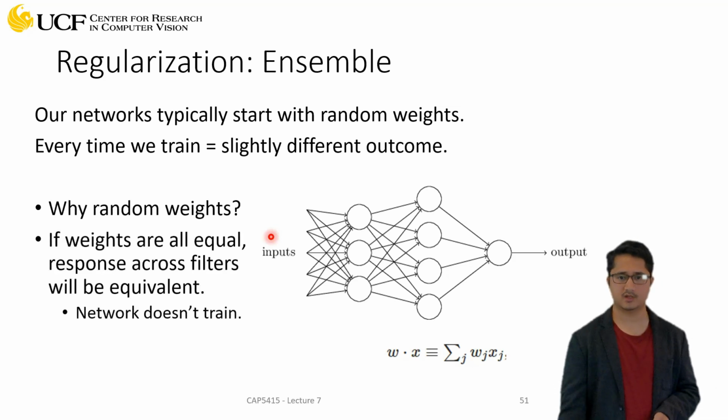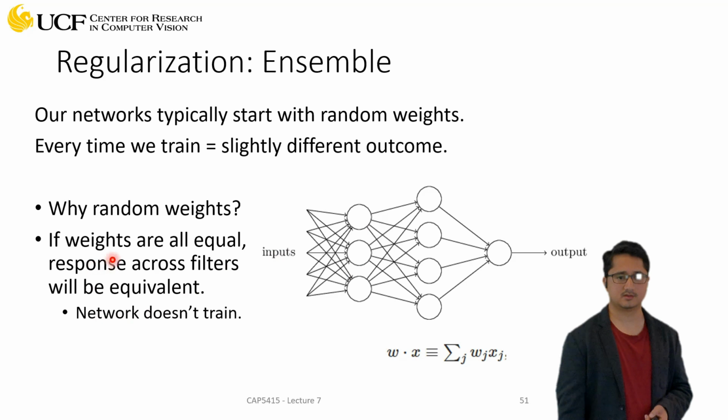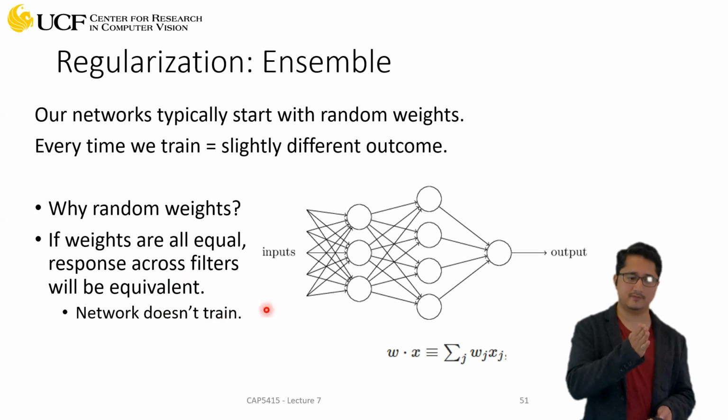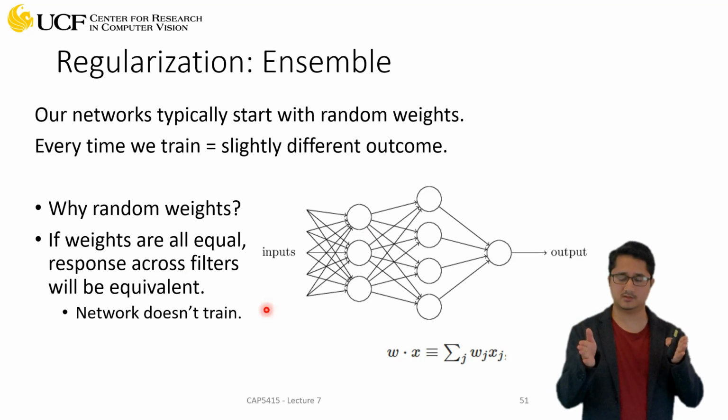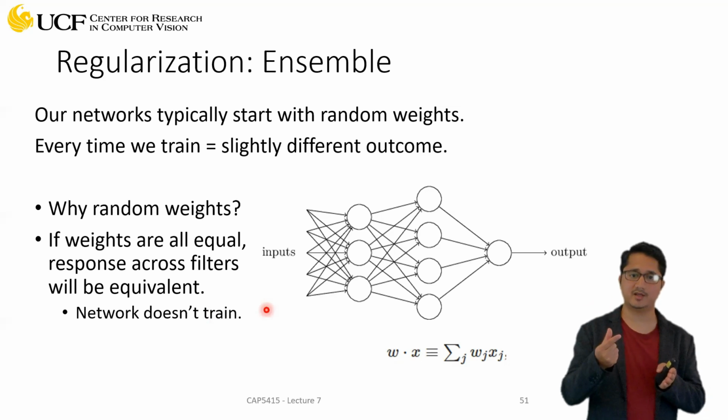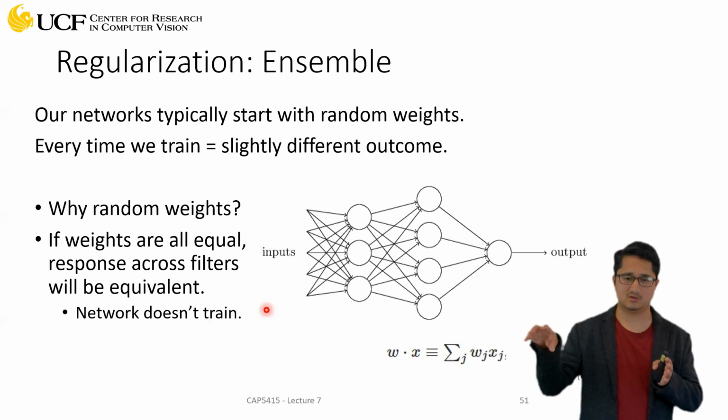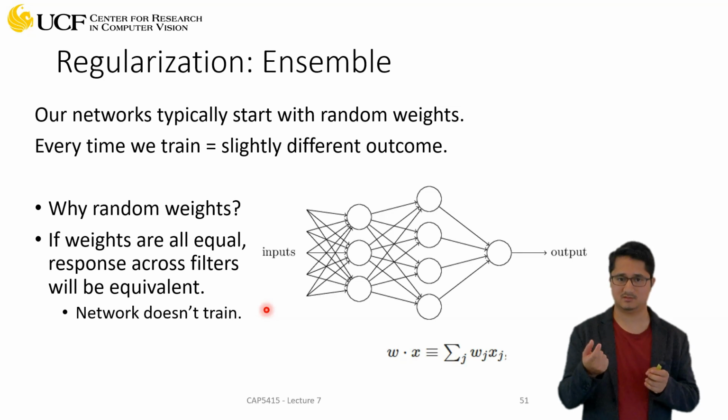Now another interesting thing is we initialize the weights randomly, and we want the values of the weights to be different. The reason is, if all the weights are actually equal, your network will not train. You can think about it like this: if all the values in your filters are the same and you have 100 different filters, all the filters are going to give you the same output. So when you compute the gradient at the end after you have the loss, the gradient will be the same for all the weights, right?